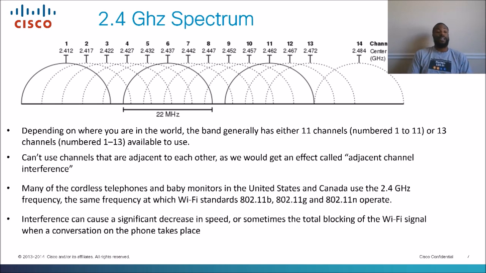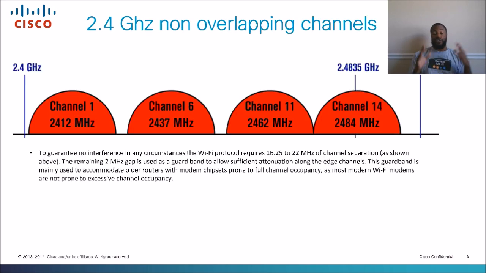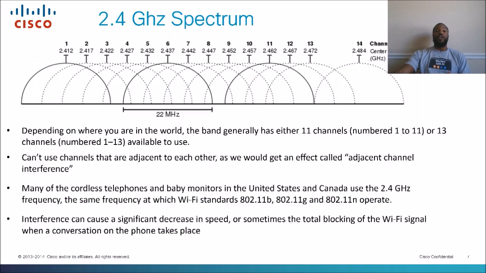And I'll show you a slide of a visual representation of that here in a second. There's overlapping channels, right? But the 2.4 gigahertz range also has non-overlapping channels. So if you look at this right here, remember we said channel one. Channel two does overlap. Channel three does overlap with one. Four overlaps with one. Five overlaps with one. Once we get to six, it does not overlap. That's why it's in bold right here.